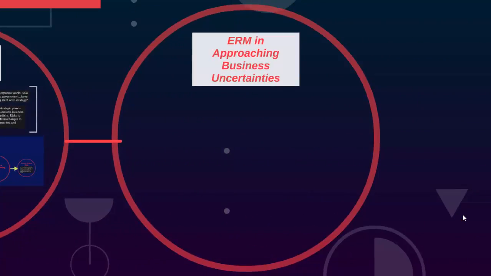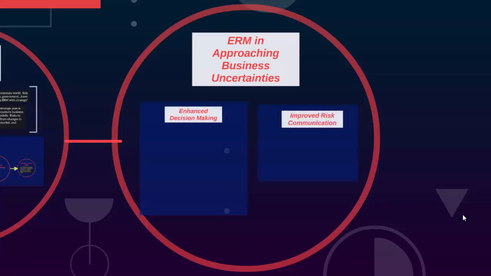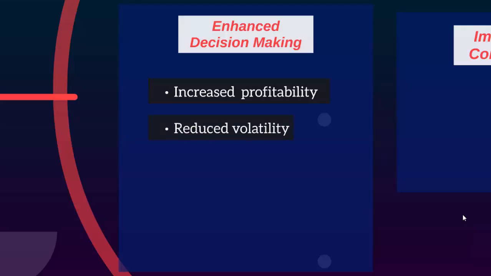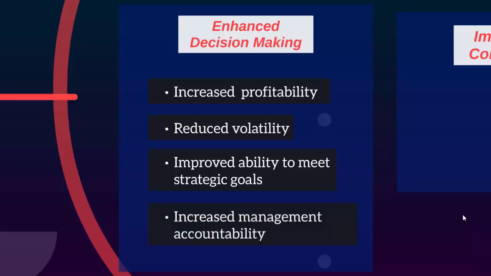In this last section, we'll discuss how enterprise risk management is much more useful in approaching business uncertainties than traditional risk management has been. First, we'll discuss enhanced decision-making, and last, improve risk communication. Enterprise-wide risk management can result in increased profitability for the organization because, again, you're willing to take on risks that you might not otherwise have taken, but simply reduce the volatility of losses. Then you improve your ability to meet strategic goals, and this also results in increased accountability to management as well as to owners in the organization and other stakeholders like customers and regulators.